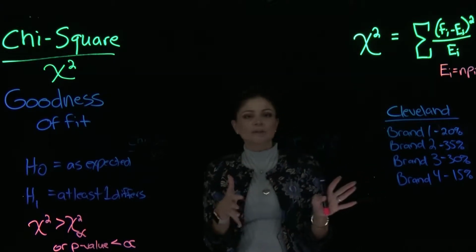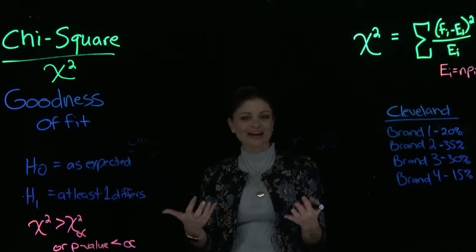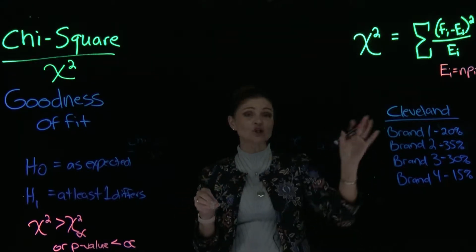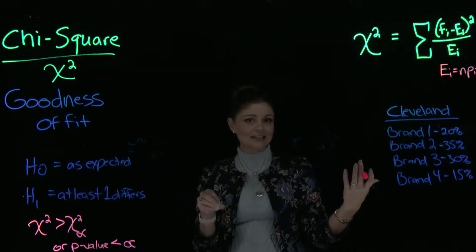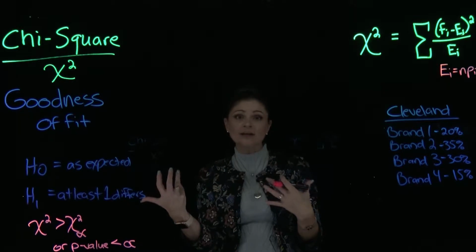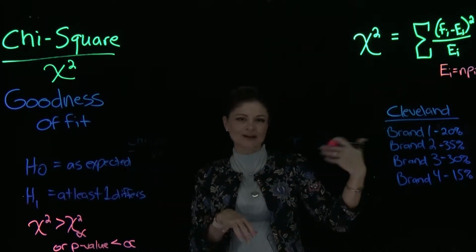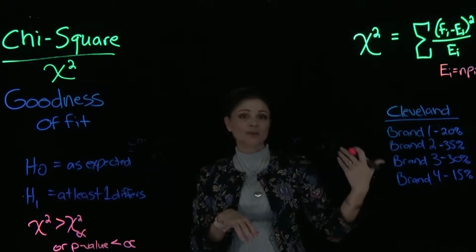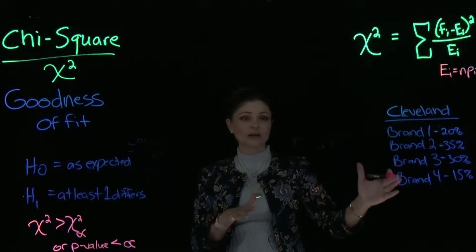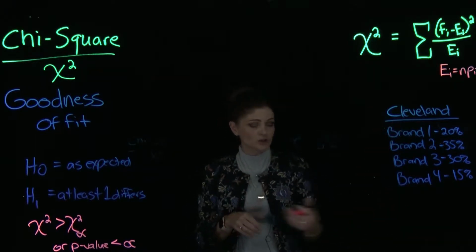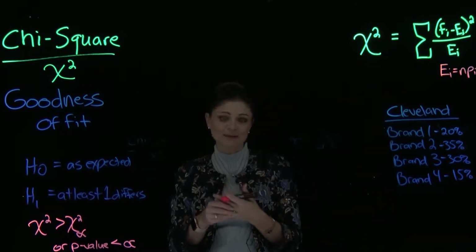In this scenario, we're going to be looking at microwave oven brands between two different cities. We're going to see if our projected sales in Cleveland are the same as what they are in Milwaukee, for example. So in Cleveland, we're expecting brand 1 to be about 20%, brand 2 to be 35%, brand 3 to be 30%, and brand 4 to be 15%. If you add all of those up, they should equal 100%.